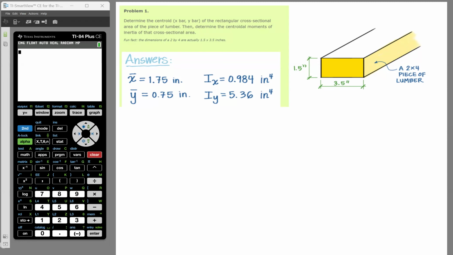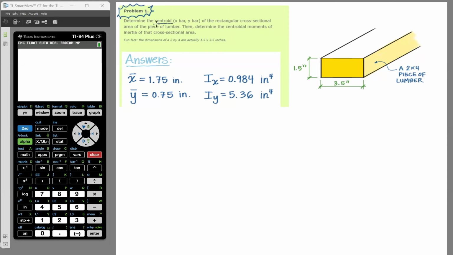Hello, let us do some problem solving on moment of inertia. Moment of inertia is one of these topics that gets introduced in statics, and you really see how it's applied and how it's used a little further down the road. All right, so let's start with some problems.